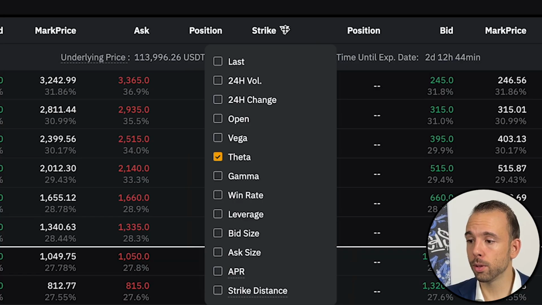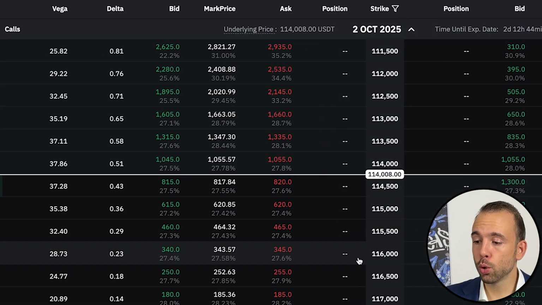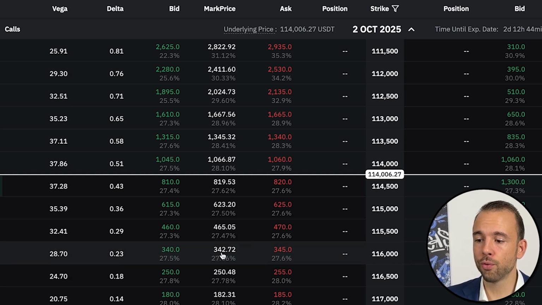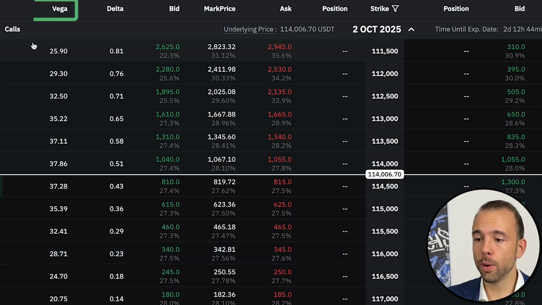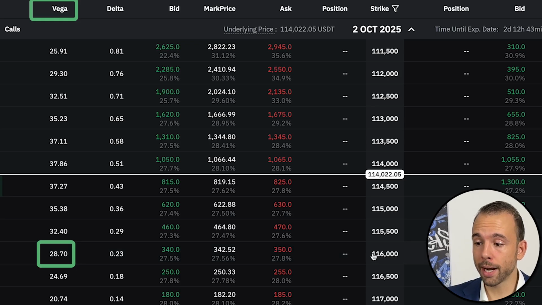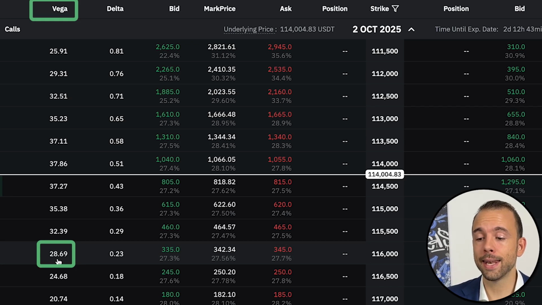You guys are smart. And now let's take a look at the real example. First of all, we have to enable the Vega. So I'm going to disable Theta and enable Vega. Here we go. So let's take a look at the call option with a strike price of $116,000. Here you can see the market price of this option is equal to $342. And here we can see the Vega for each strike price. And for a strike price of $116,000, Vega is equal to almost $29.